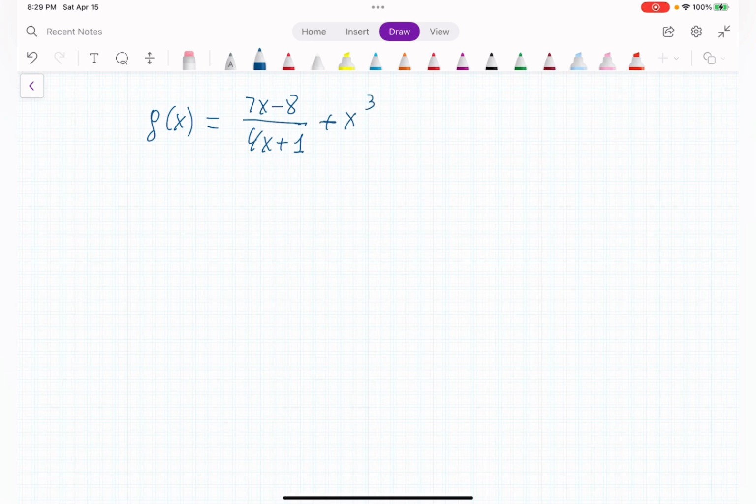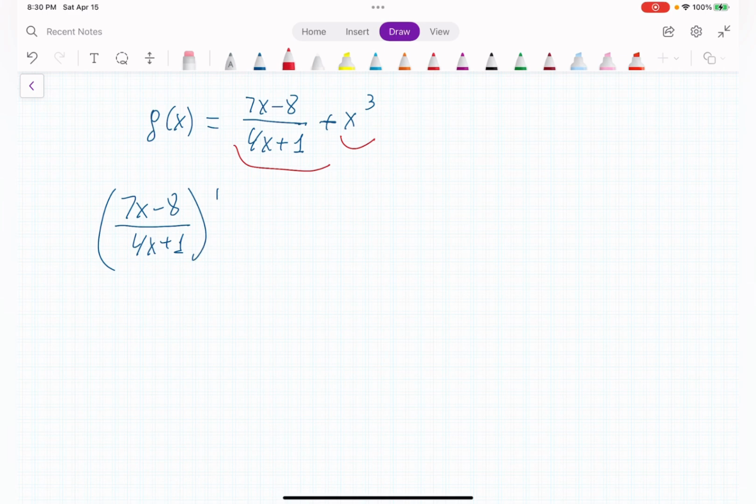All right, so let's see how we're gonna work this out. First of all, we have here the quotient rule to apply because it's a division, or the other way also to do. I'm going to do both ways. So it's 7x minus 8 over 4x plus 1 and its derivative.